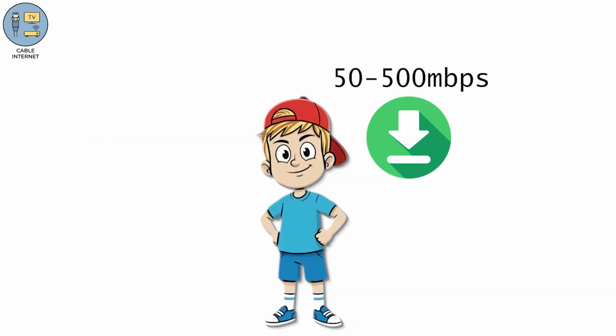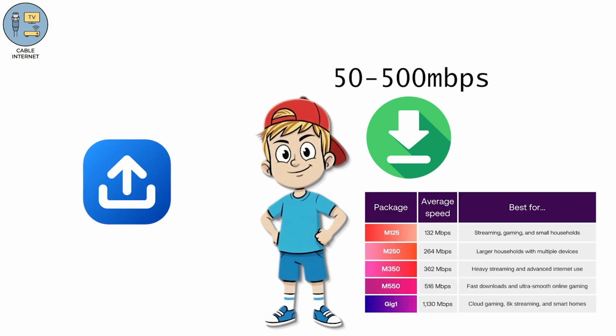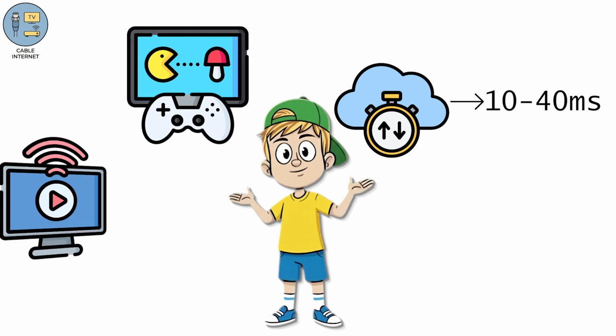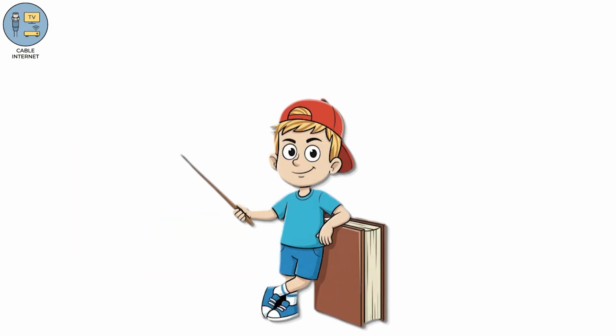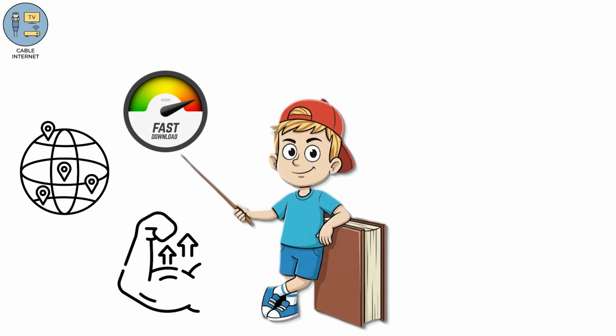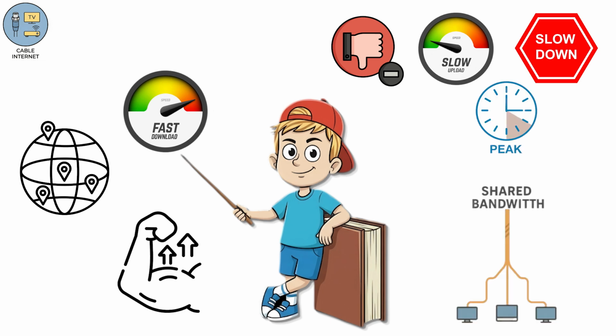Downloads range from 50 to 500 megabits per second, with high-end plans exceeding 1,000. Uploads are much lower at 5 to 50 megabits per second. Latency runs 10 to 40 milliseconds, making cables suitable for gaming, streaming, and video calls. Main advantages are fast downloads, wide availability, and strong performance. Drawbacks are slower uploads and potential slowdowns during peak hours due to shared bandwidth, plus higher pricing than basic DSL.